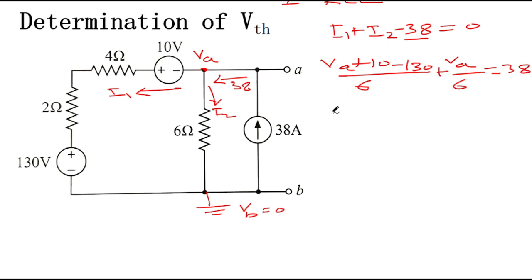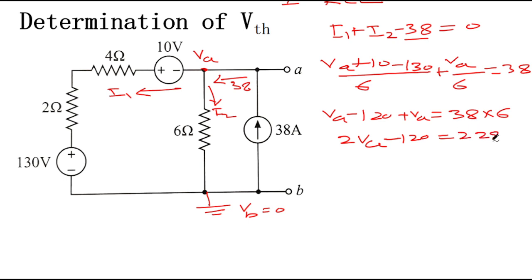So multiply the total equation by 6, so it will give you VA minus 120 plus VA is equal to 38 multiplied by 6. Okay. So this equation will become 2VA minus 120 is equal to, when you multiply 6 by 38, it will become 228, right? So it will give you 2VA is equal to 228 plus 120, and it is equal to 348.